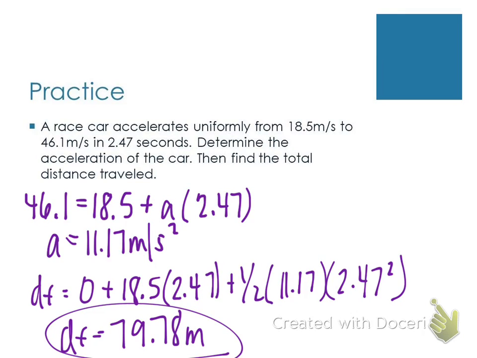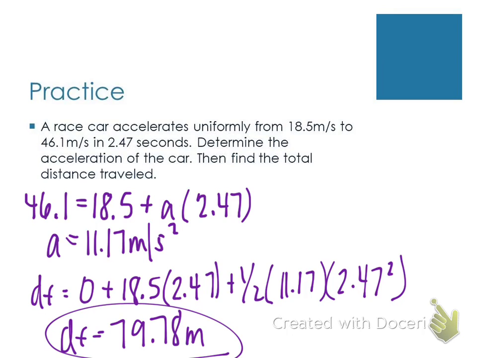So for this problem, you should have used your first or your easy equation to solve for acceleration, right? That would have been the simplest way to solve for acceleration. You would have had to use the first one. And then to solve for distance final, could you have used the second or the third? Yes, you could have used either one.